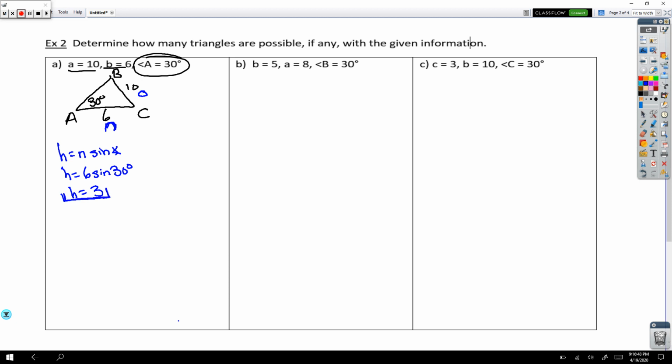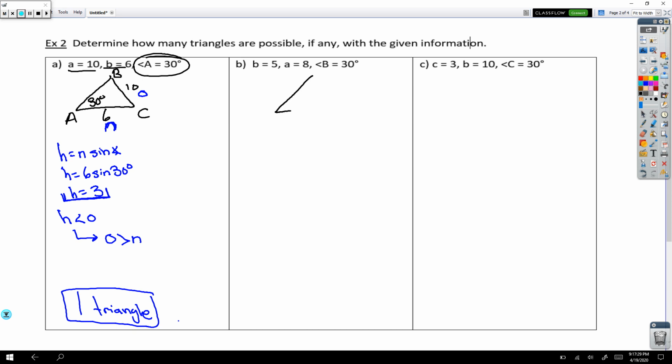Okay. So when I compare that to the opposite side here, we see that h is less than the opposite side, but that the opposite side is also greater than the adjacent side. So that would mean that I have one triangle. Okay. So if the height's less than the opposite side, but the opposite side is greater than the adjacent side, we have one triangle. All right, second one.